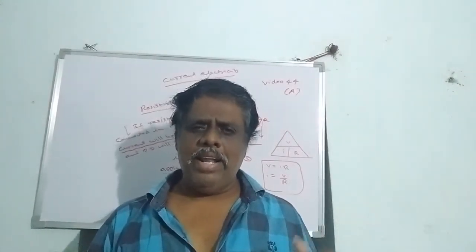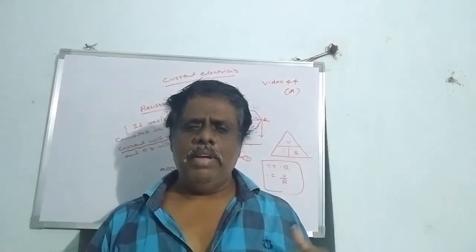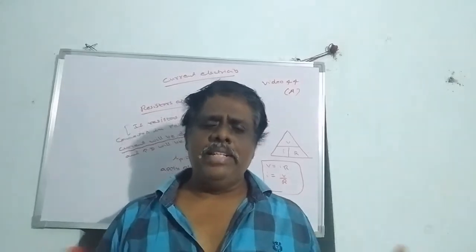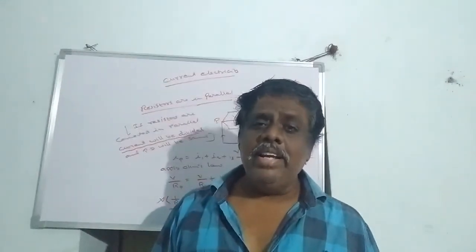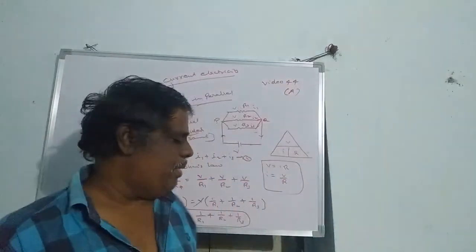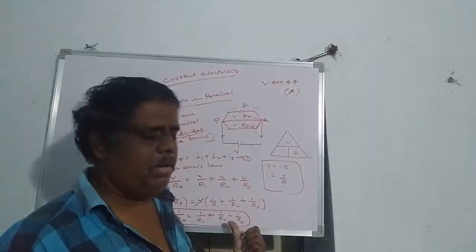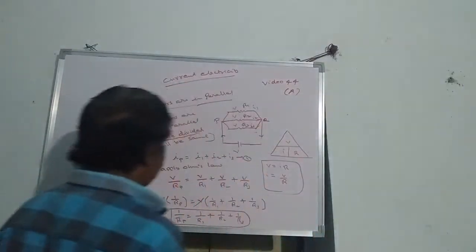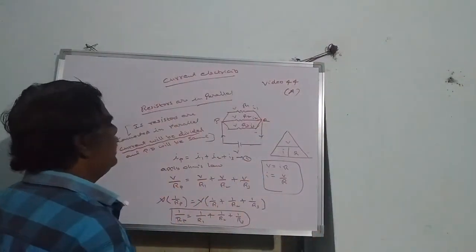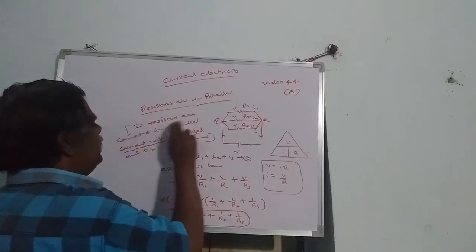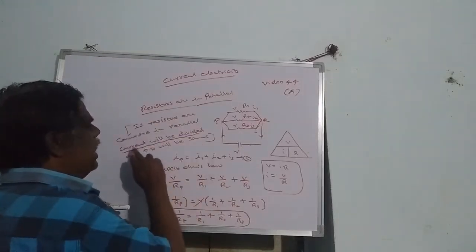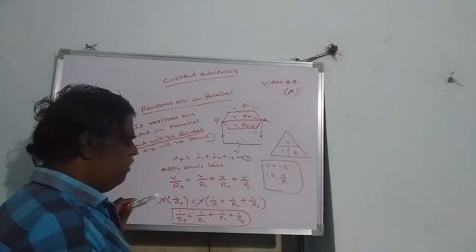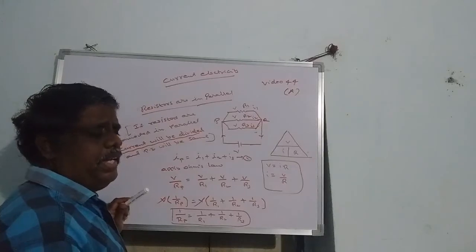That means in a parallel combination, the reciprocal of the effective resistance will be equal to the sum of the reciprocals of the resistances of the individual resistors. Therefore 1 by Rp is equal to 1 by R1 plus 1 by R2 plus 1 by R3. This is about resistors connected in parallel. So current will be divided across each resistor and the same potential will be across each resistor.